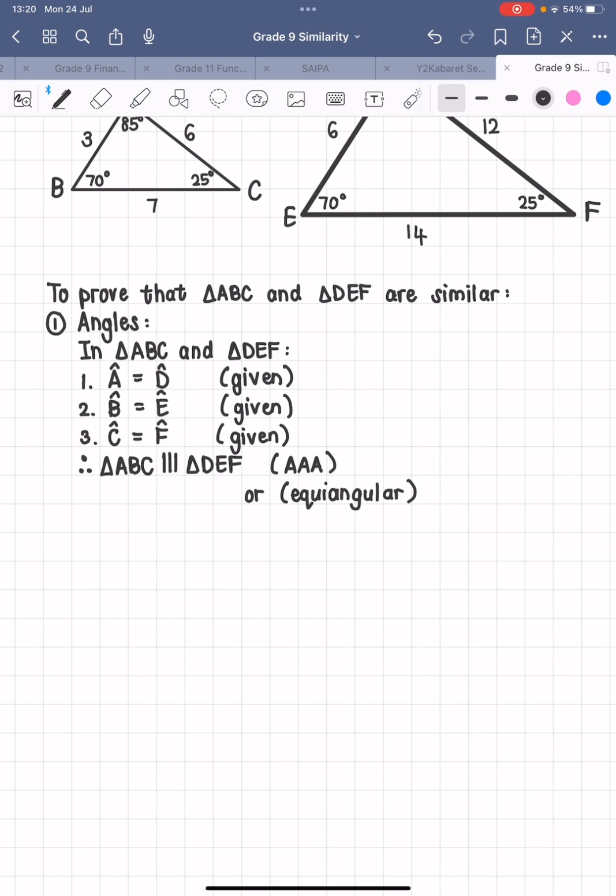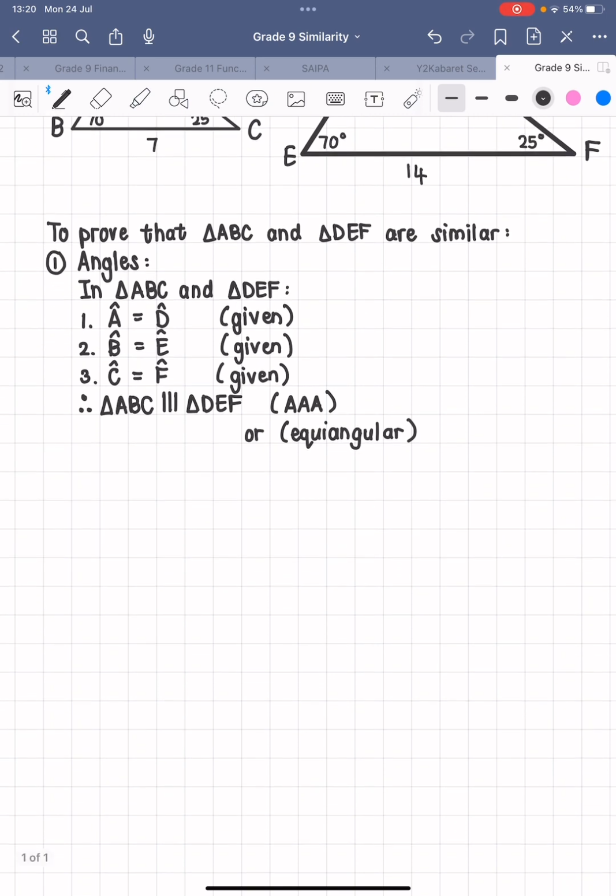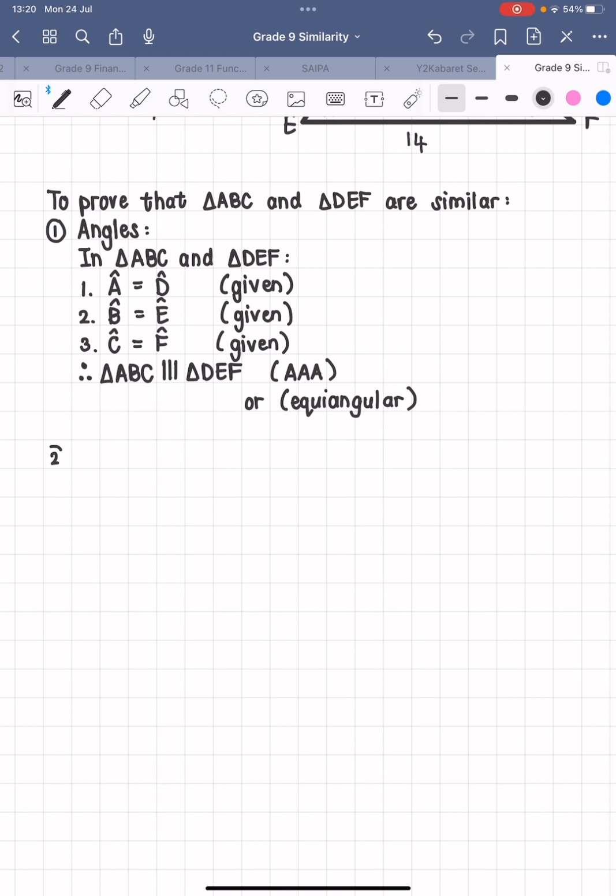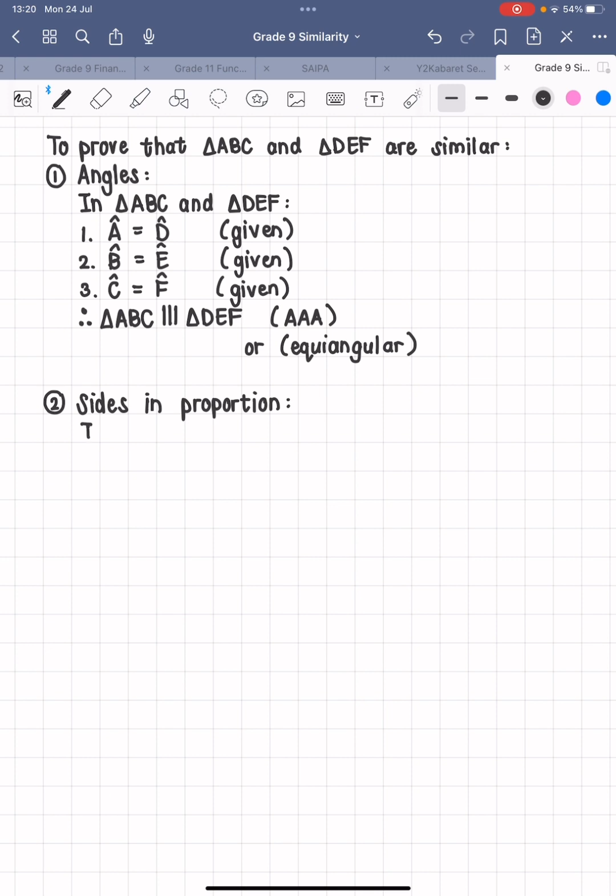Okay, that's one method to prove that triangles are similar. And guys, this is the method that comes up most often. I would say maybe 1 out of 100 times are you going to be expected to use sides in proportion. We are going to do an example on that now. But that is the first way of proving that two triangles are similar. Second way is sides in proportion. Again, you're going to write in triangle ABC and triangle DEF.